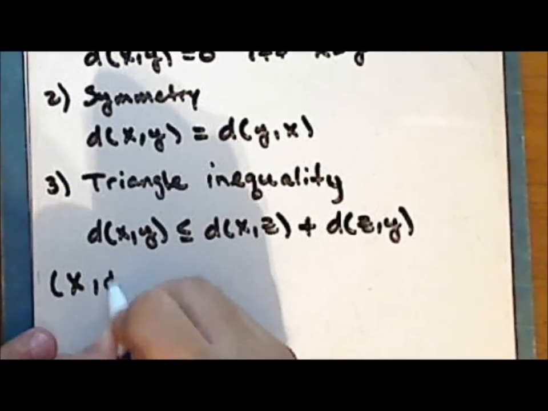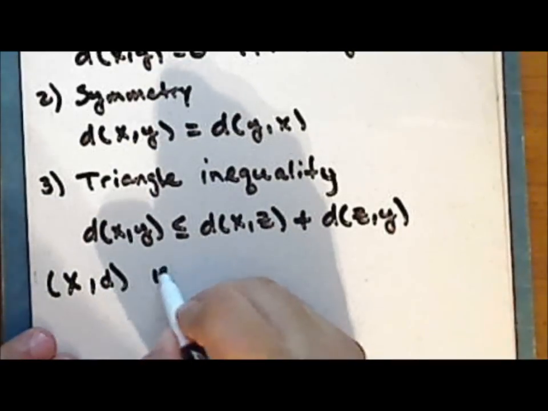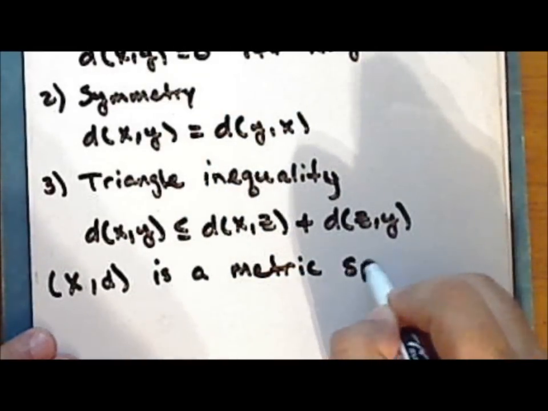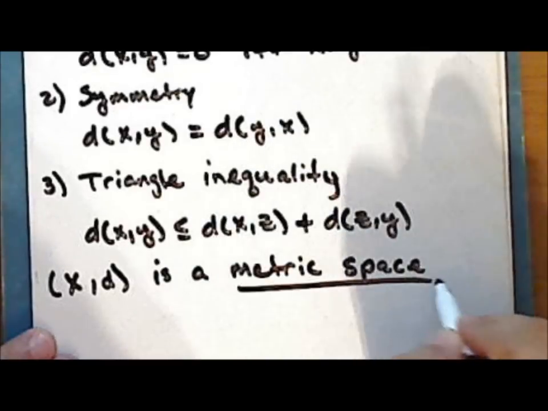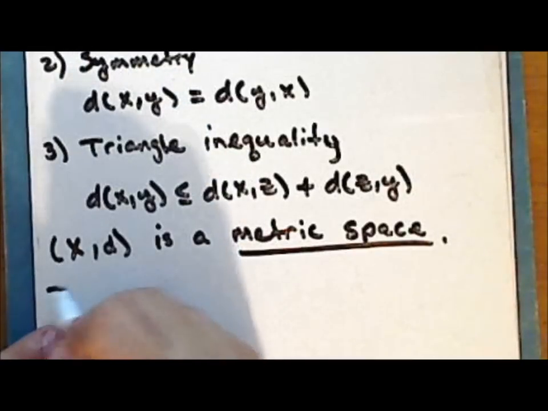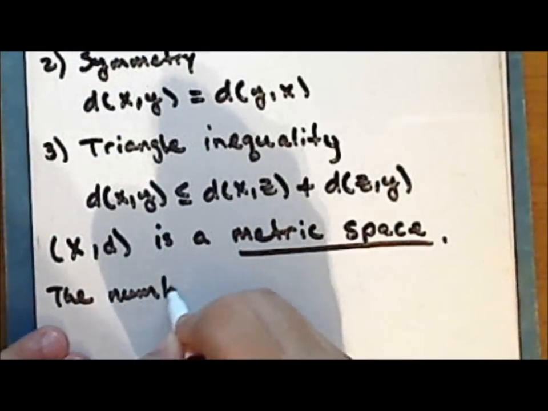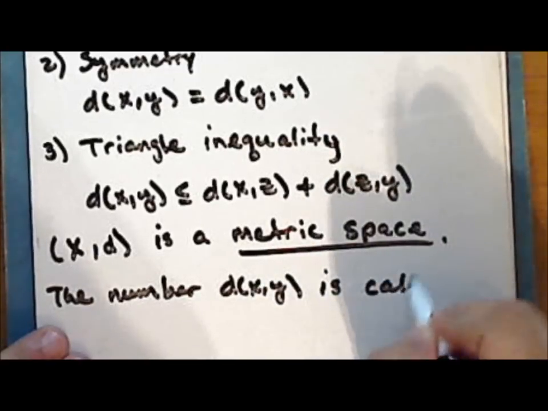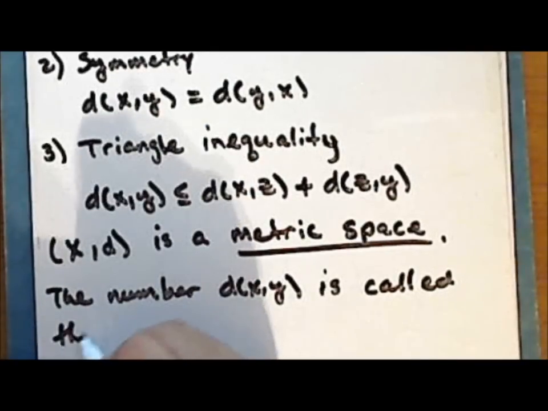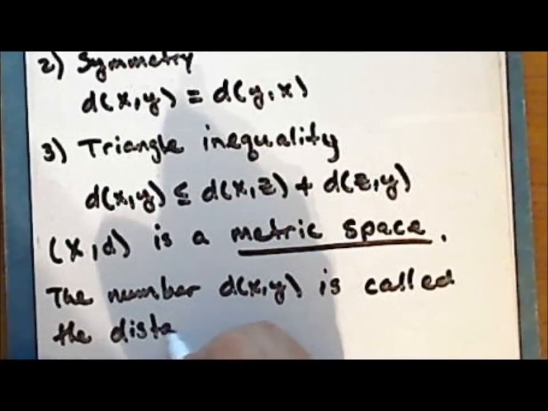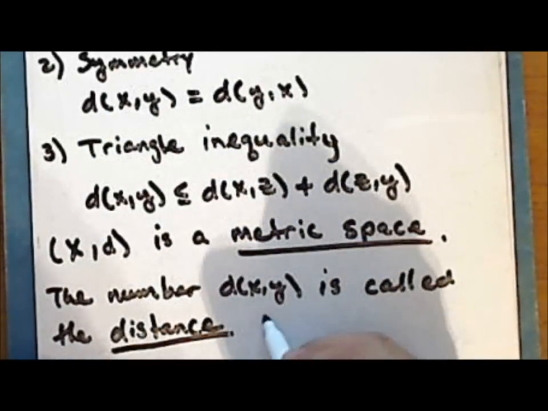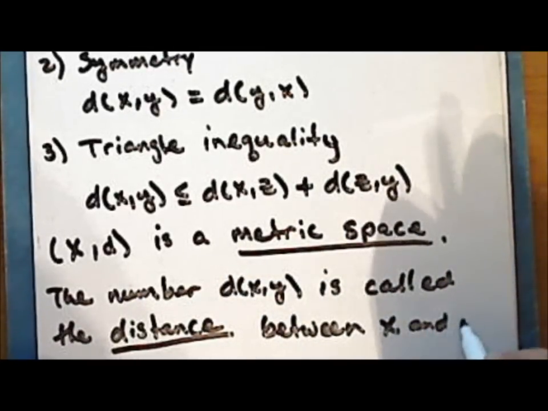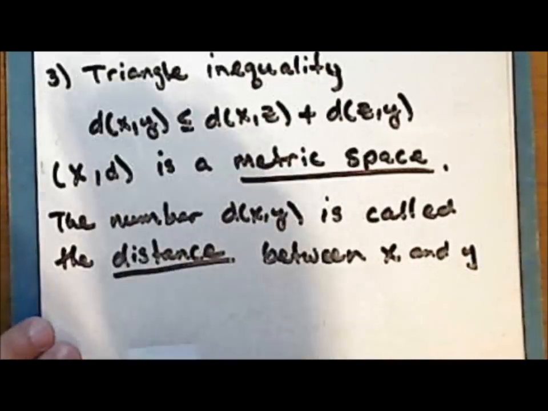The set X together with the metric d is a metric space. And the number d(x,y) is called the distance between x and y in the metric d.